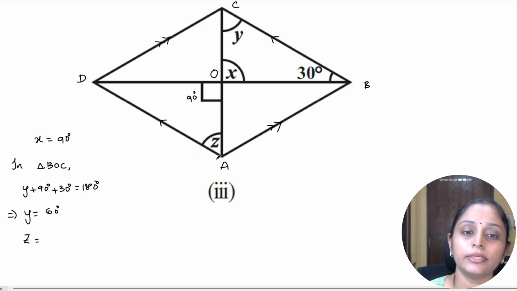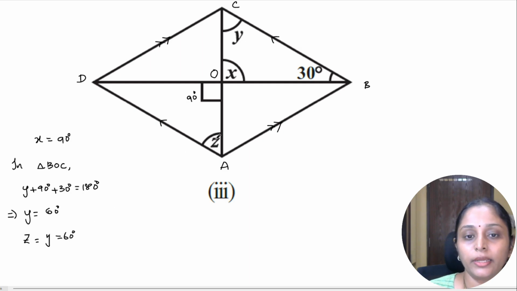If you look at this, AD is parallel to BC. Consider CA as the transversal. That makes y and z alternate interior angles. So, z is equal to y, which is equal to 60 degrees.